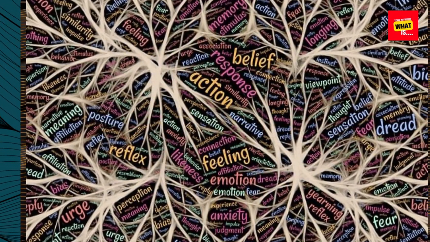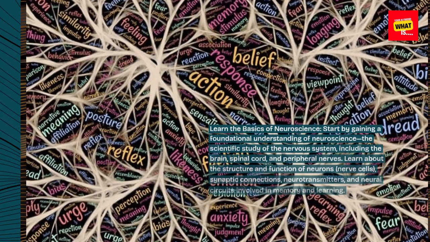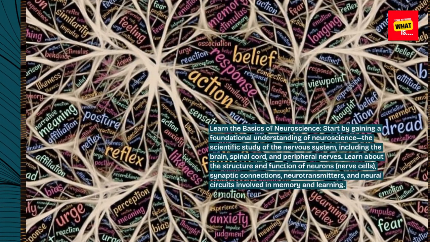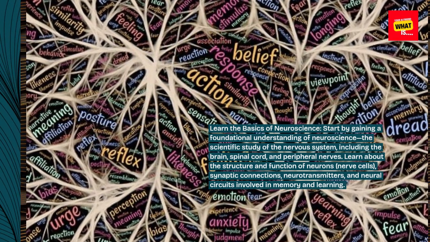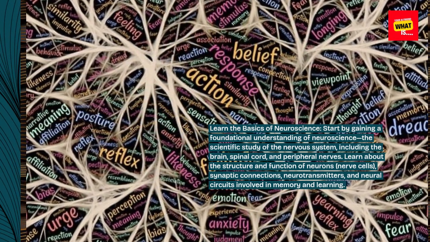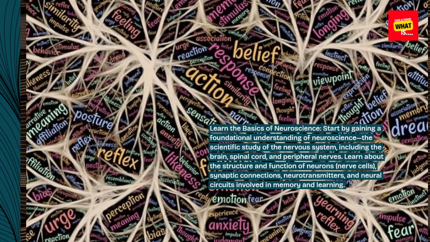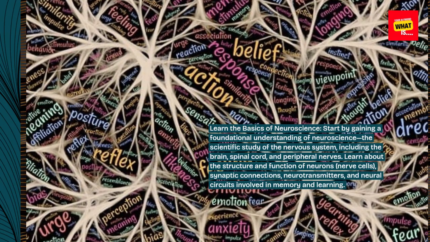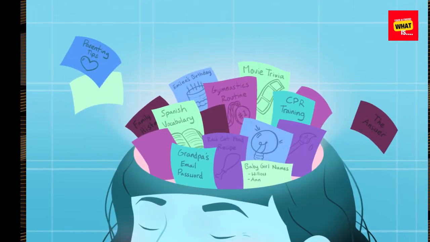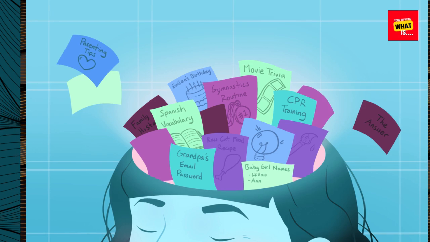Start by gaining a foundational understanding of neuroscience, the scientific study of the nervous system, including the brain, spinal cord, and peripheral nerves. Learn about the structure and function of neurons, nerve cells, synaptic connections, neurotransmitters, and neural circuits involved in memory and learning. Study memory systems in the brain.